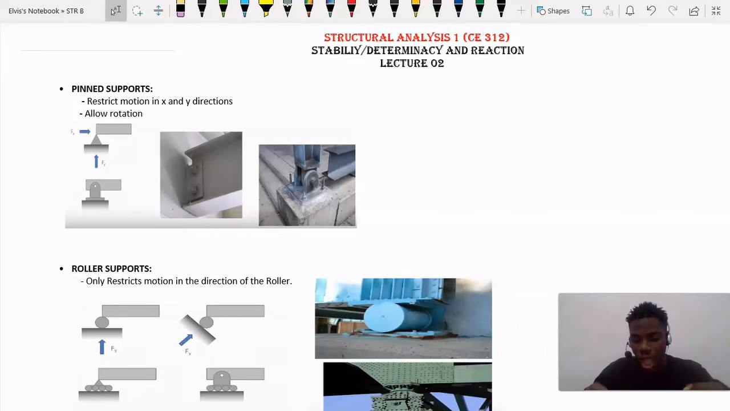In this lesson, we are going to continue from boundary condition. We said boundary conditions are the support reactions that attach the structure to the ground. The first step you are going to take whenever you want to analyze a building is you need to determine the support reaction, because the support reactions are what make the structure be at equilibrium.